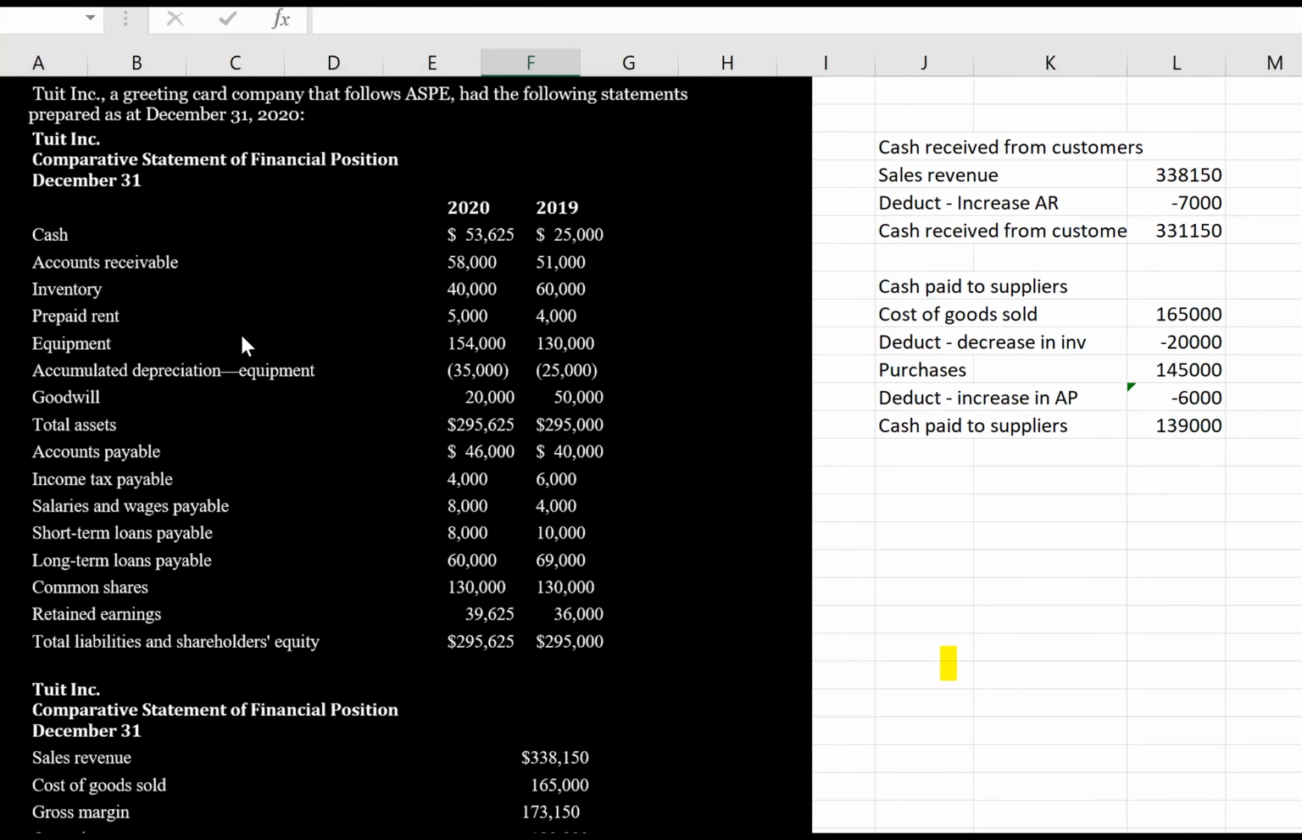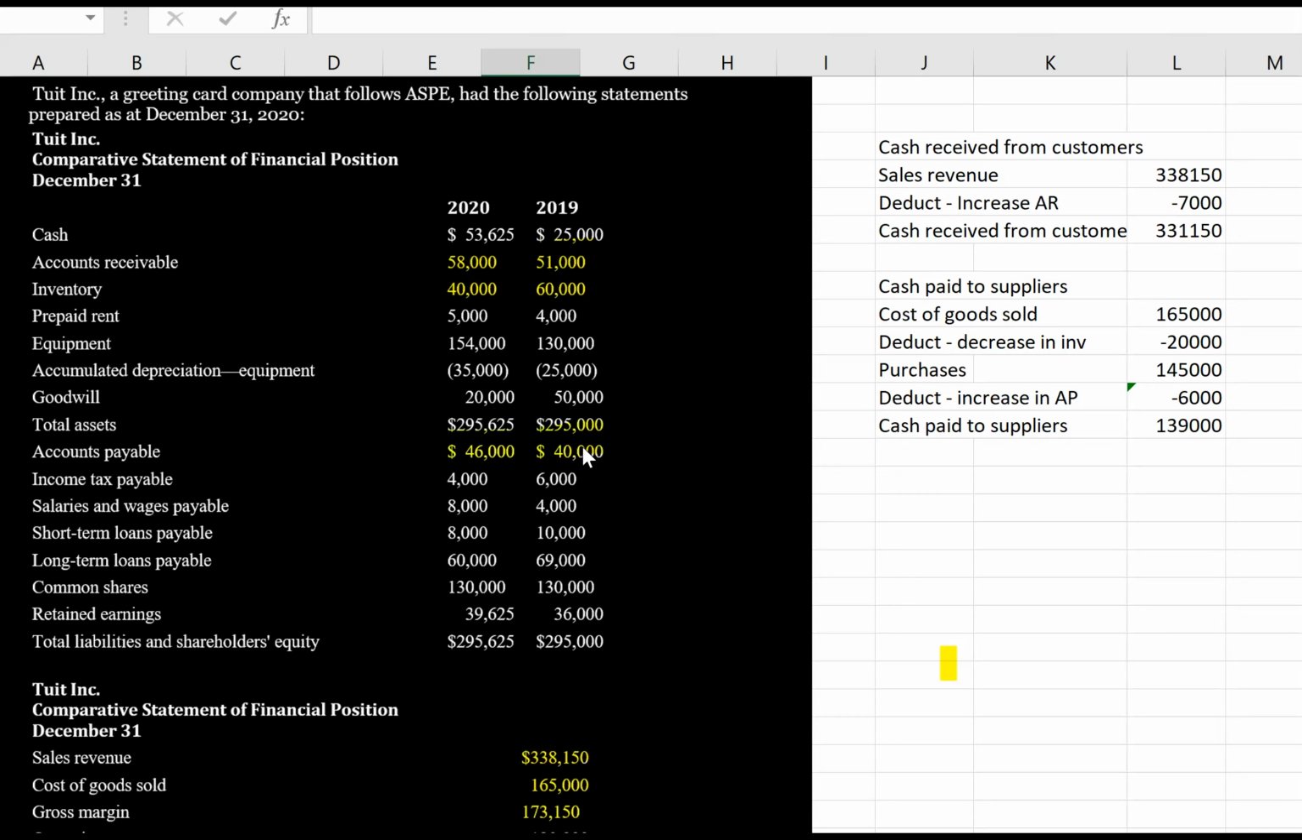So what have we dealt with here? We've dealt with accounts receivable and we dealt with cash. We dealt with sales revenue and we dealt with cost of goods sold and arguably gross margin. And we dealt with inventory. And we dealt with AP, accounts payable. Where's that? Here we go.